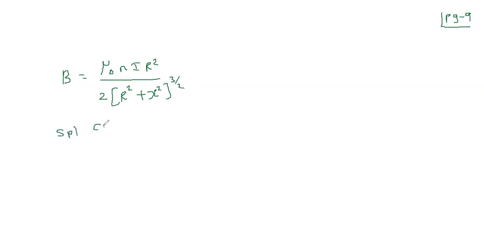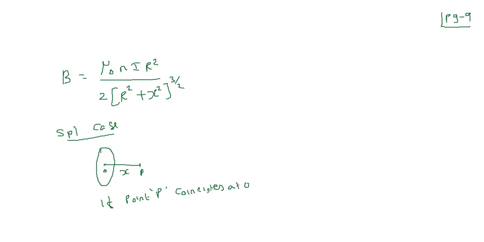Now the special case. It is a circular loop. It is point O, it is x, it is point P. If point P coincides at O, then what is the value of x? 0. If this point P comes close and reaches O, then x is equal to 0.